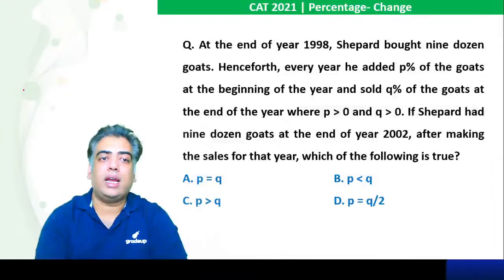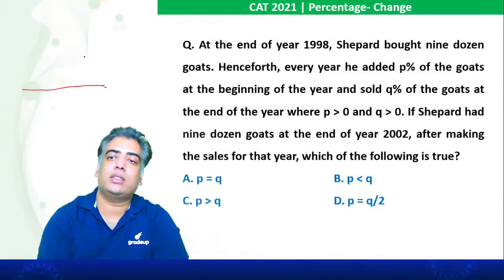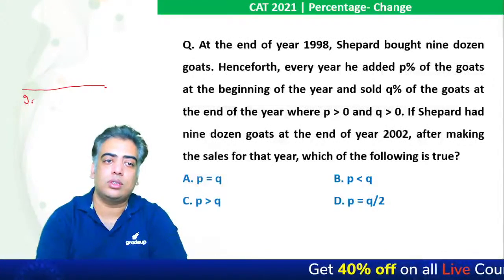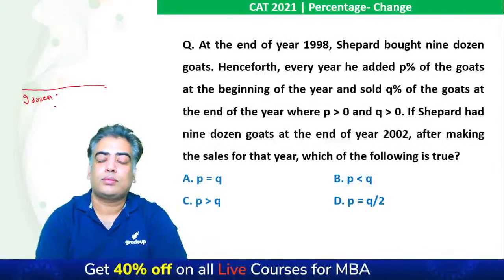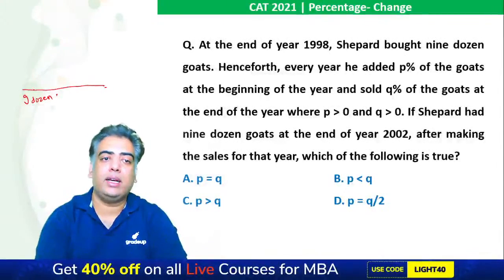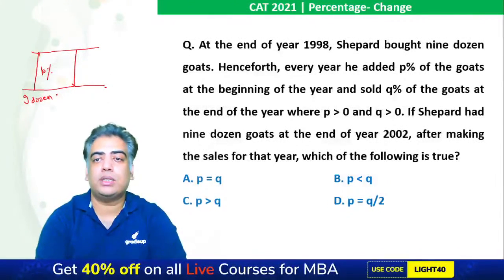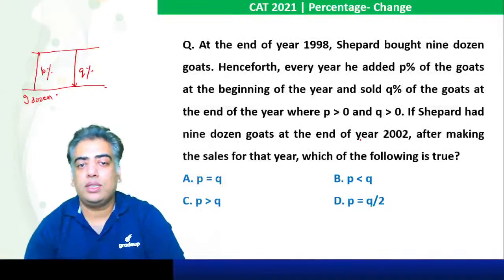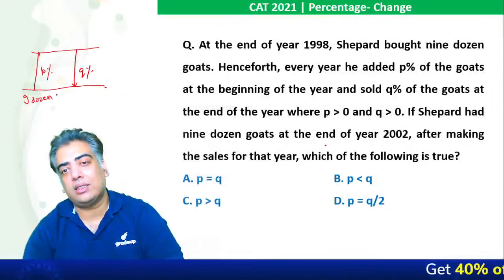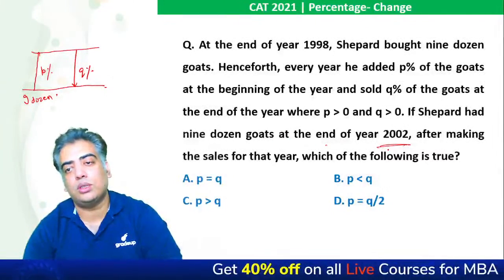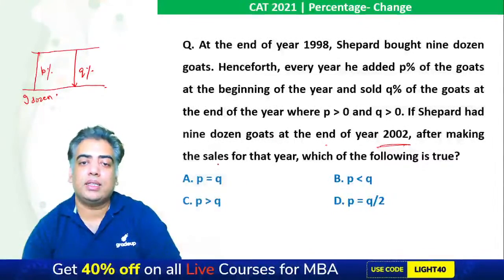Here it says at the end of year 1998, a shepherd bought 9 dozen goats. Henceforth, he added P% of the goats at the beginning of the year and sold Q% of the goats at the end of the year. If the shepherd had again 9 dozen goats at the end of year 2002, after making the sales for that year, which of the following is true?